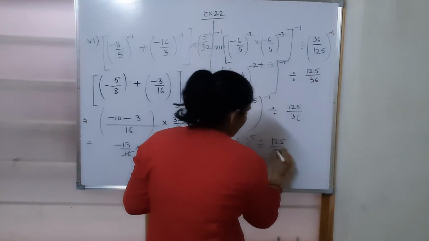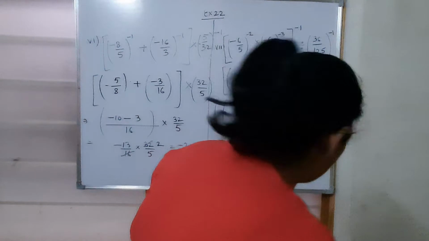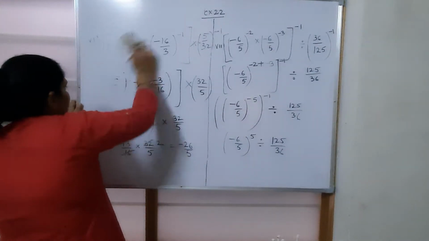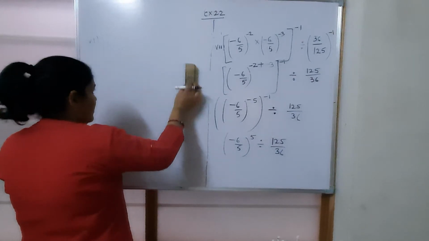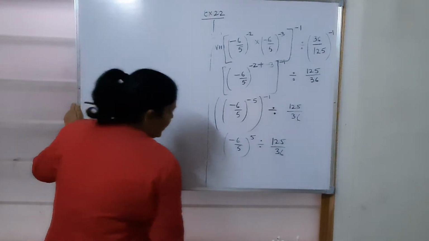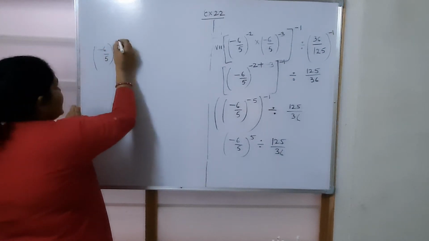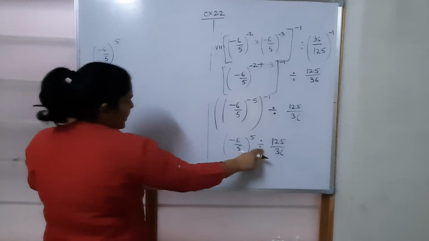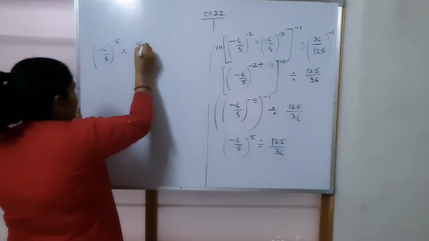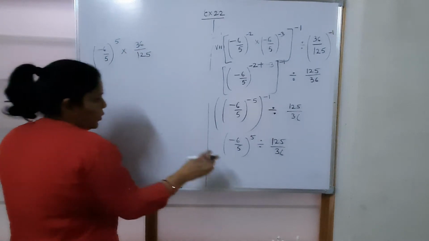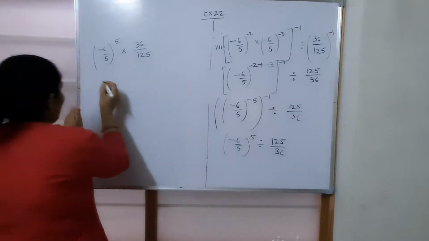Now we all know how to do division. So just look here, what we have to do? We will divide. Now just look here: minus 6 upon 5 raised to the power 5, and here the division sign is there, so we will put multiply and it will be the reciprocal, 36 upon 125. Okay, divide, so it will become multiply and this will be the reciprocal, 36 upon 125.